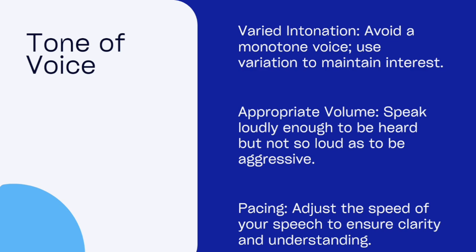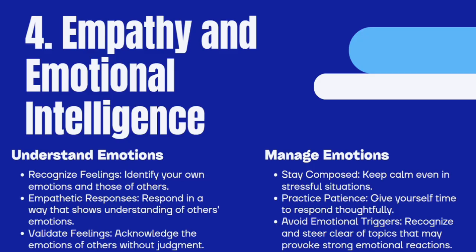And appropriate volume: speak loudly enough to be heard but not so loud as to be aggressive. So your voice should be loud, but not too loud. That will be useful for you, and people won't think you are being aggressive. And pacing: adjust the speed of your speech and ensure clarity and understanding. You have to be clear; you have to ensure that your words are clear for clear understanding.